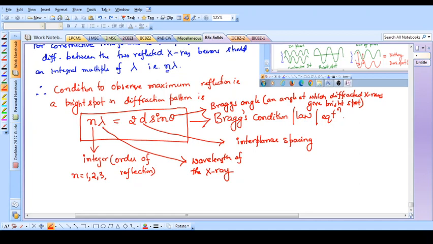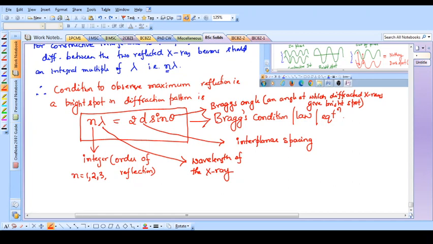This equation, though obtained in a very simple manner by assuming that X-rays are reflected by crystals, which is a very wrong assumption, the final equation n lambda is equal to 2d sin theta is able to predict the correct experimental result. That is the reason we adopt Bragg's law, even though it is not technically correct. Okay, so this is a very important derivation even for your examination.